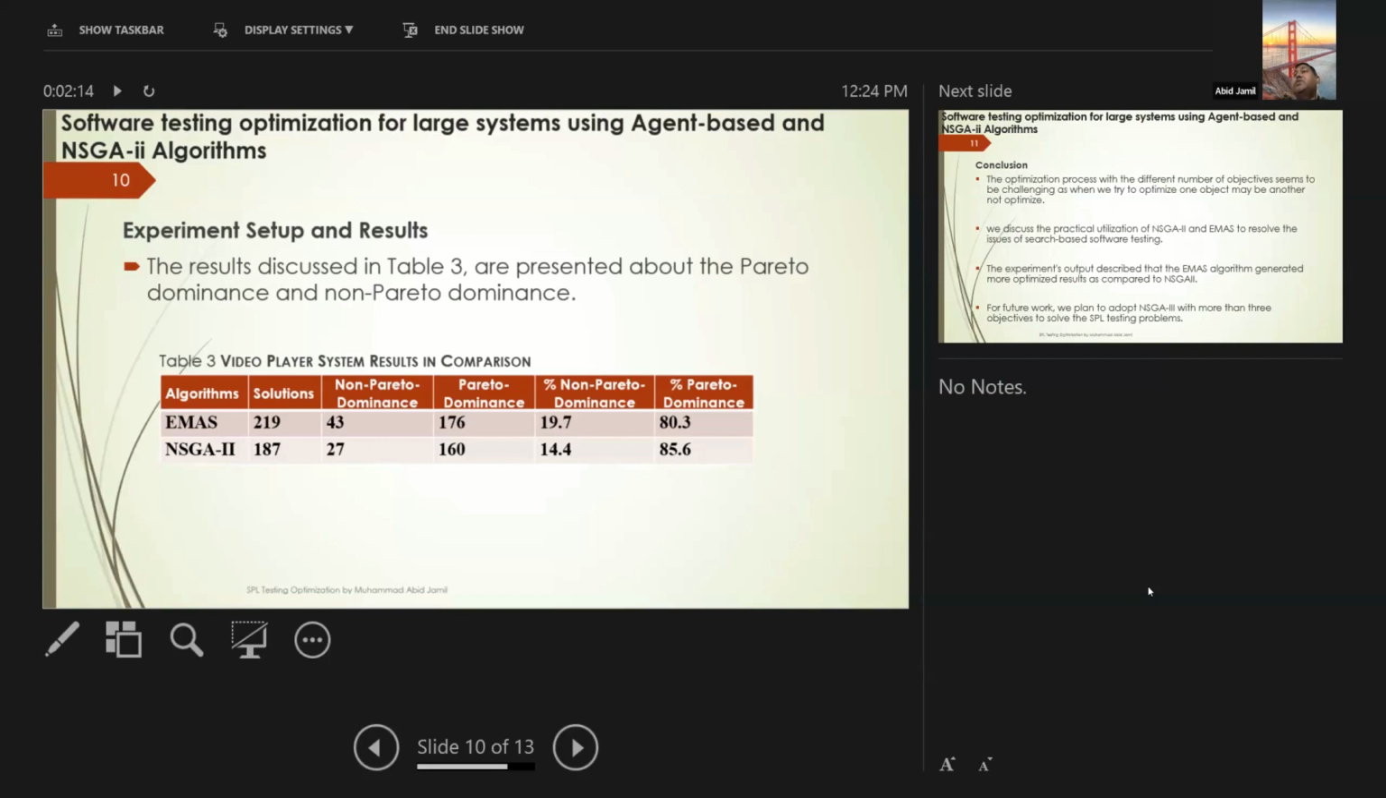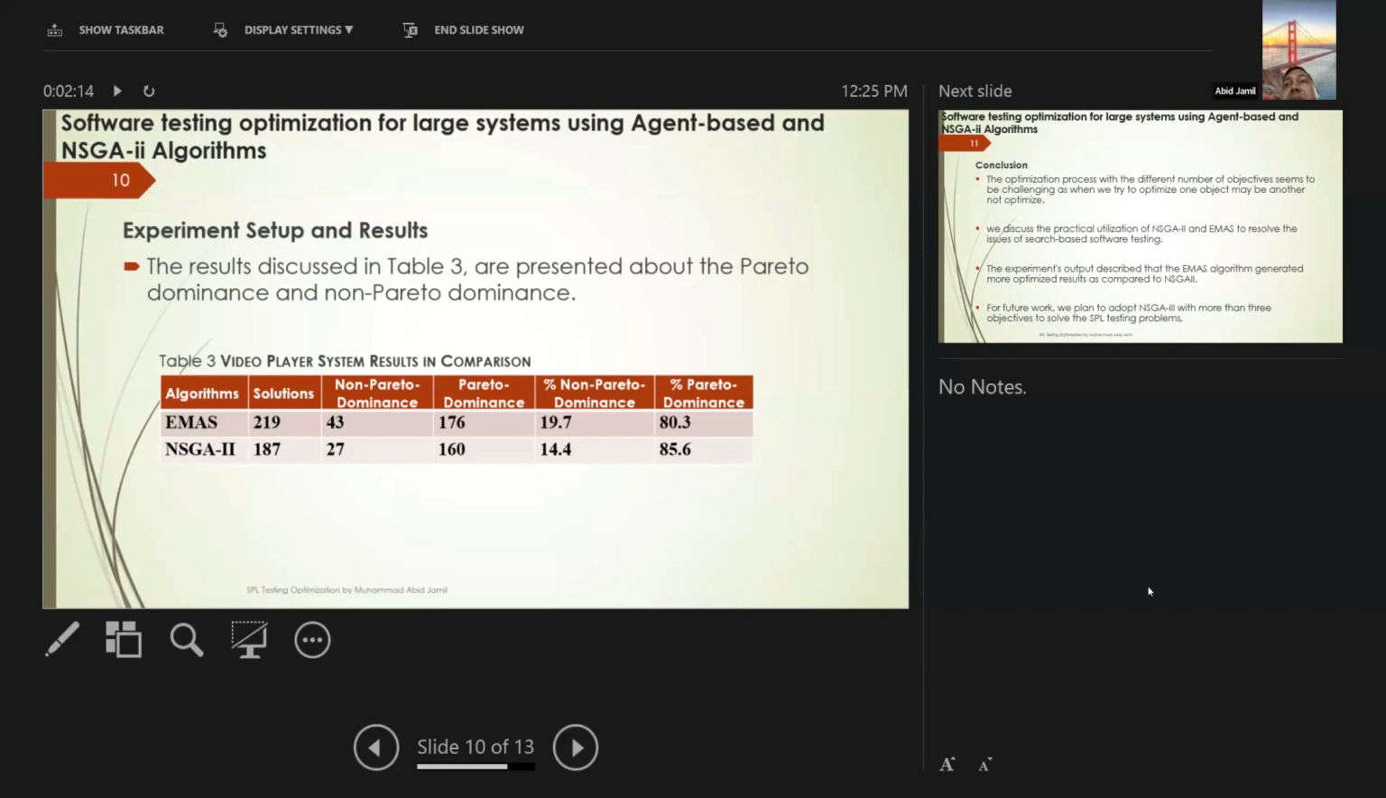For NSGA-II, with the same settings for population size, mutation and crossover, we have 187 solutions: 27 non-dominated and 160 dominated, which gives 14.4 percent non-dominated. So from this table you can compare the performance of the two algorithms, and we can observe that EMAS is better than the NSGA-II algorithm in terms of performance and generating non-dominated solutions.